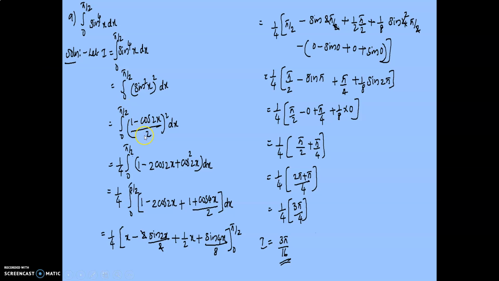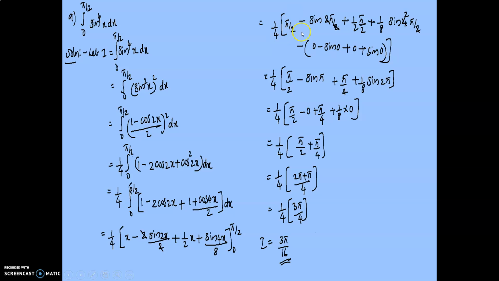1 upon 4, this is 1 upon 2 whole square. So 1 upon 4 integral 0 to pi by 2, 1 minus 2 cos 2x plus cos square 2x dx. So 1 upon 4 integral 0 to pi by 2 1 minus 2 cos 2x, again cos square 2x can be written as 1 plus cos 4x upon 2 dx. Now integrating, integral of 1 is x minus 2 cos 2x integral is sin 2x upon 2 plus 1 upon 2 into x plus 1 upon 2 into cos 4x integral is sin 4x upon 4. So 2 4s are 8, from 0 to pi by 2.